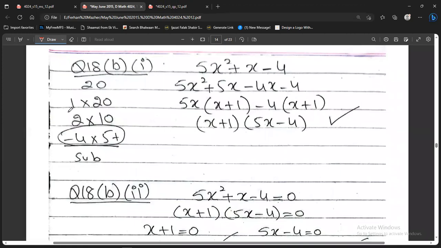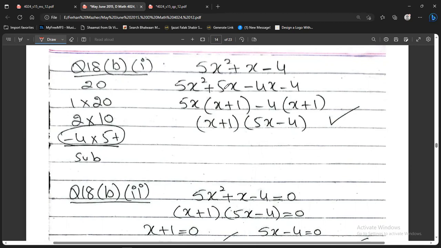So factors of 20 are 1 into 20, 2 into 10, and 4 into 5. By subtraction, you want plus 1. So I will choose this pair. And in subtraction, we use different signs because we want plus 1 as the answer. So with the larger number, I will put a positive sign, with the smaller number, I will put a minus sign. So 5x squared plus 5x minus 4x minus 4.